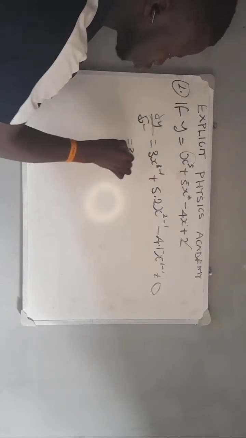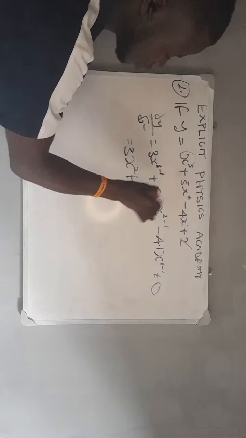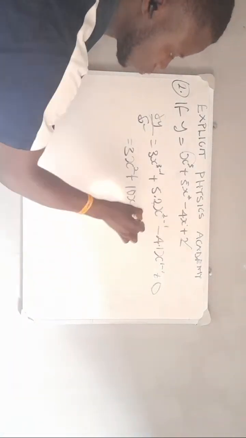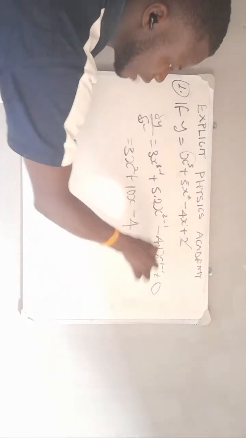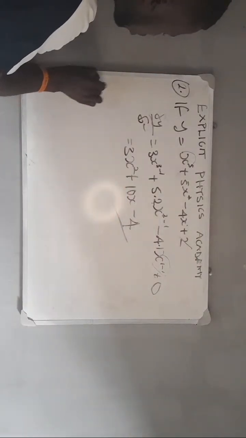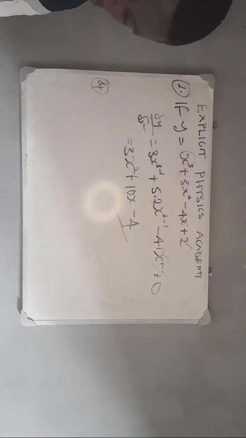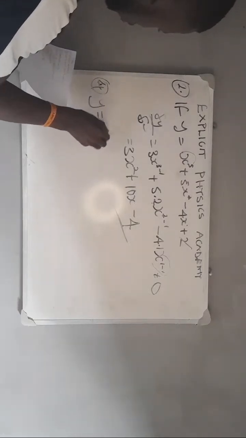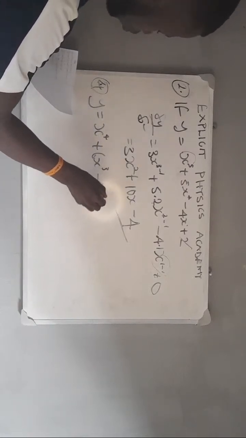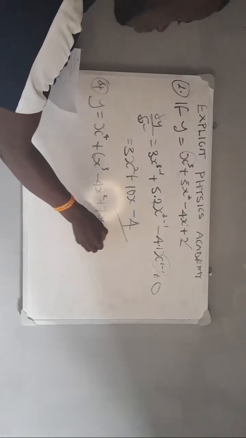So our answer becomes 3, and 3 minus 1 is 2, so 3x squared plus 5 times 2 is 10, and 2 minus 1 is 1, so we remove it, so 10x. Minus 4, since anything to the power 0 is 1. So this becomes our answer. Very, very short. Now the fourth example. We're going to consider y is equal to x^4 plus 6x minus 4x squared plus 7x minus 2.